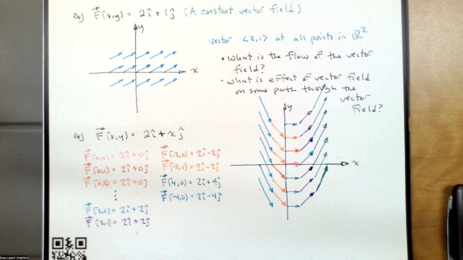For a vector field, you think about a vector at every point. You want to think about what is the flow of the vector field, what kind of paths does the vector field describe on its own, and you want to think about what the effect of the vector field is as we carve a different path through the vector field. Questions?